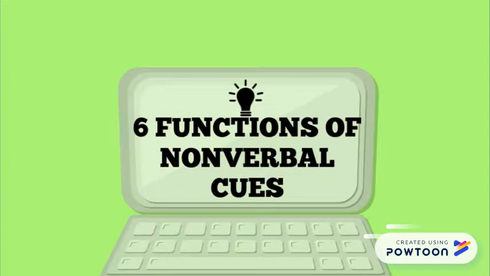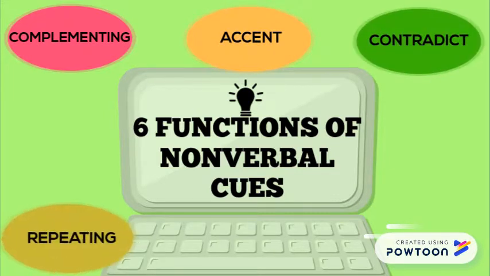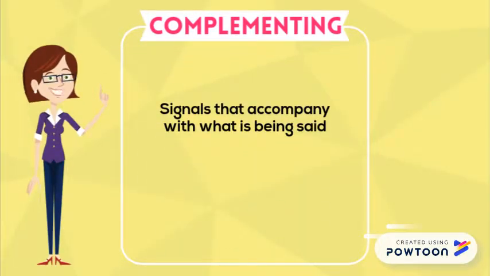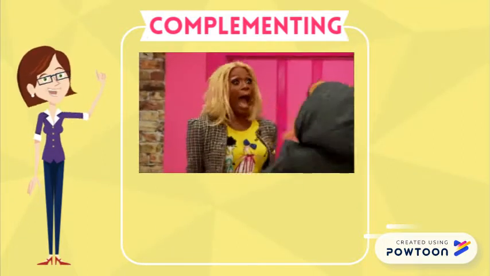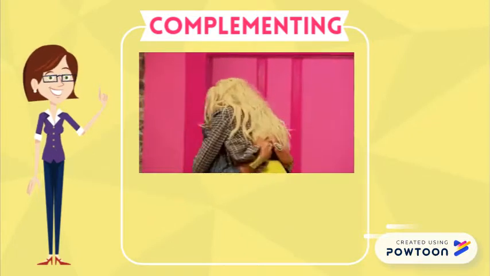There are 6 functions of nonverbal cues, which are complementing, accent, contradict, repeating, regulating, and substituting. Complementing means that what is being said is generally expressed with nonverbal cues. For example, when someone says they miss the person they are talking to, they express their feelings by giving a hug.